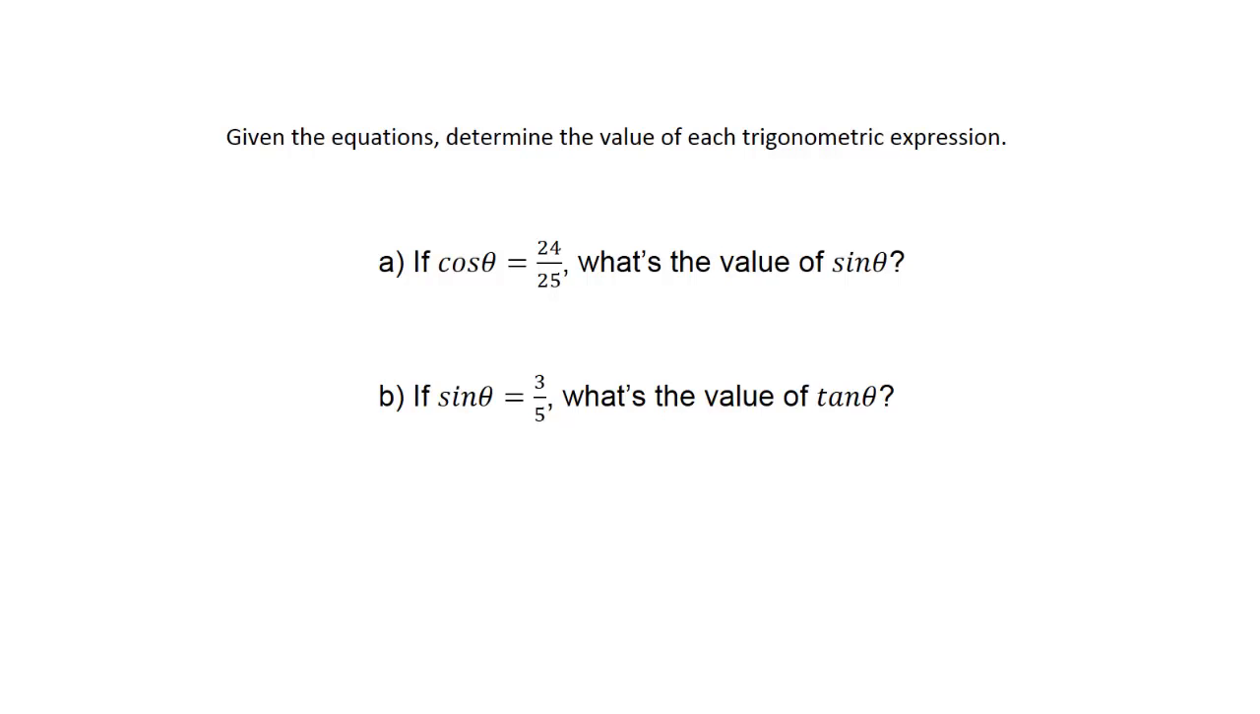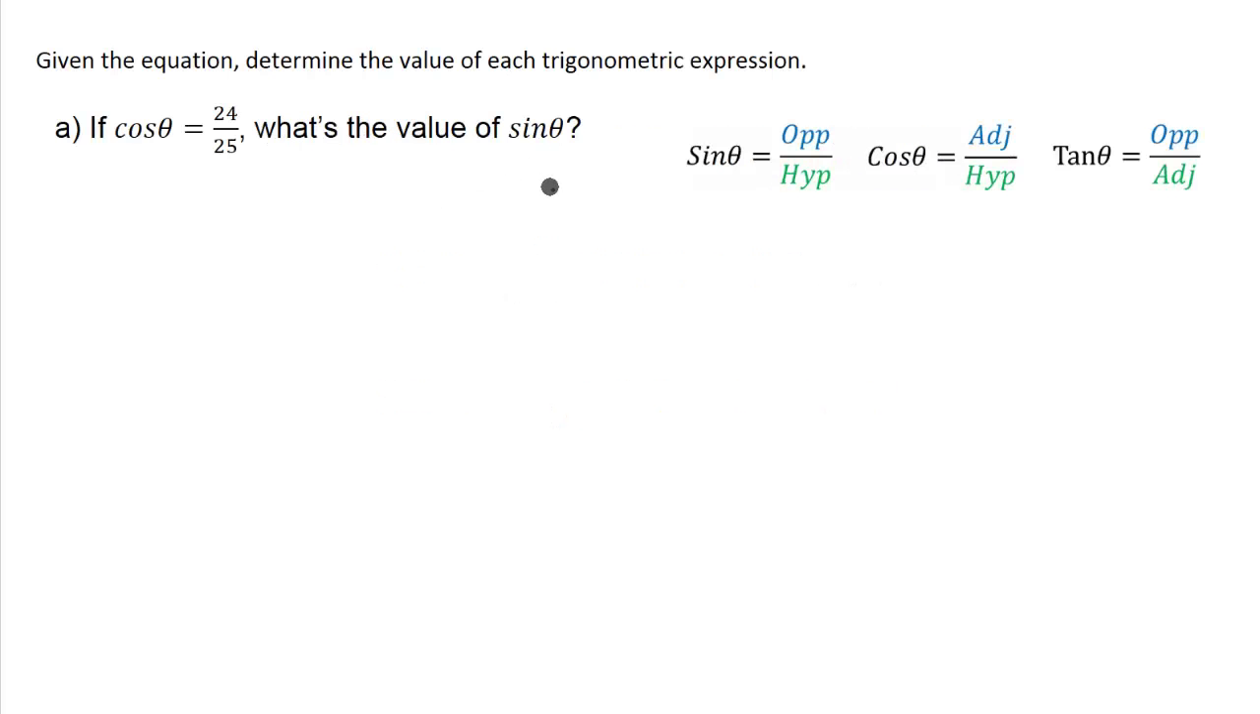This question is asking us to find the value of each of these trig expressions using the information in both of these trig equations. So in part A, we need to find the value specifically of sine of theta. And the formula for sine of theta is written here. It's the opposite side over the hypotenuse side. Now, those are sides, right?